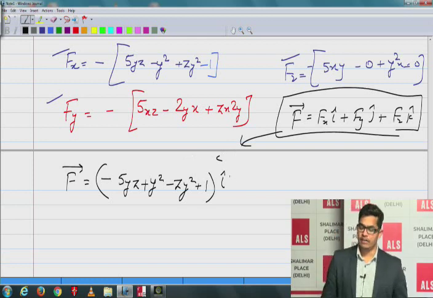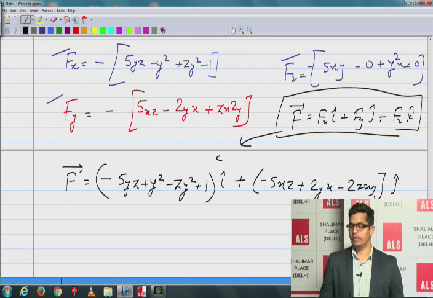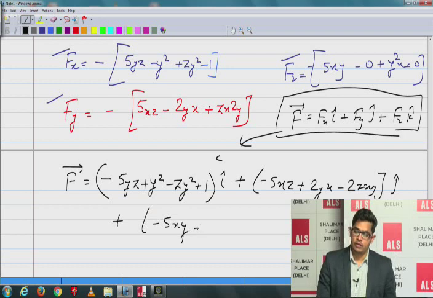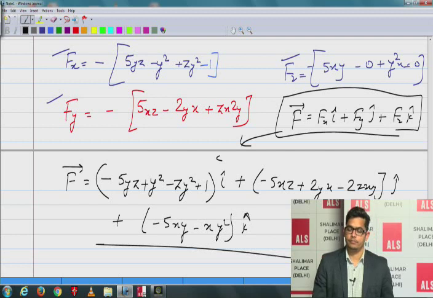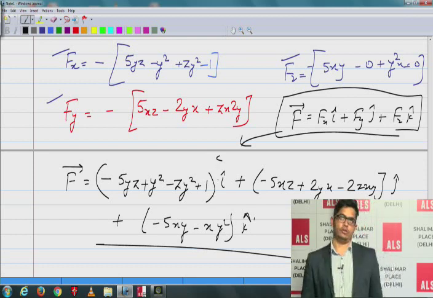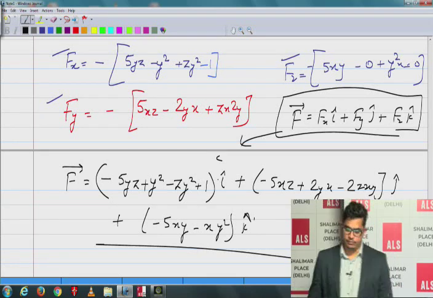So this is Fx I cap plus Fy, minus 5xz plus 2yx minus 2zxy j cap, and finally plus minus 5xy minus xy square k cap. Understood this question? We just have to do this. This is how we can calculate the force. This is the equation of the force. It is a slightly bigger question, but still the principle is the same.